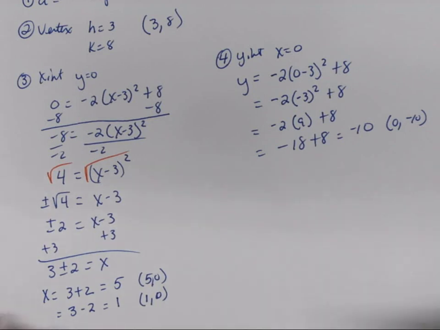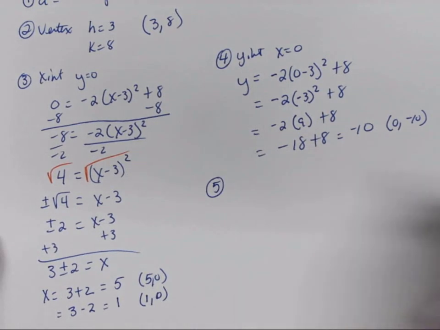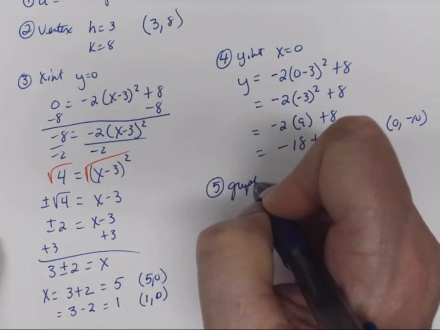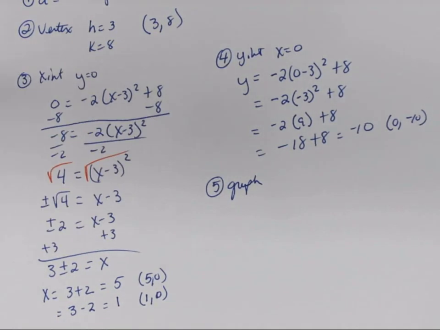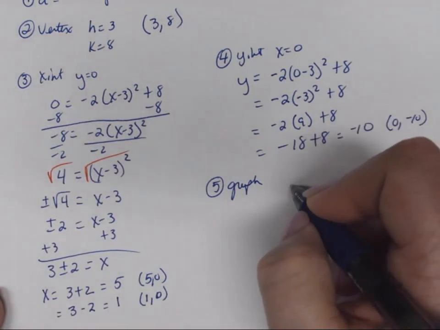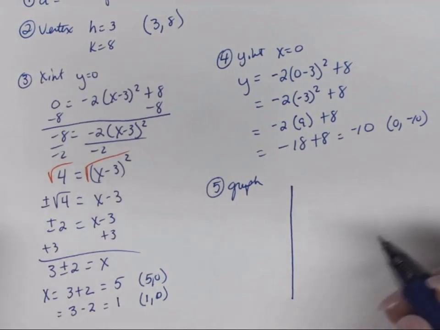All right, the next step, we need to graph it. So let's go graph this. We're going to use what we have. We know we need negative 10 for the y value, and we need 5 and 1 for our x value. So we don't really need a lot on this side of the origin. So let's graph this. Oh, and our vertex we know is up at positive 8.